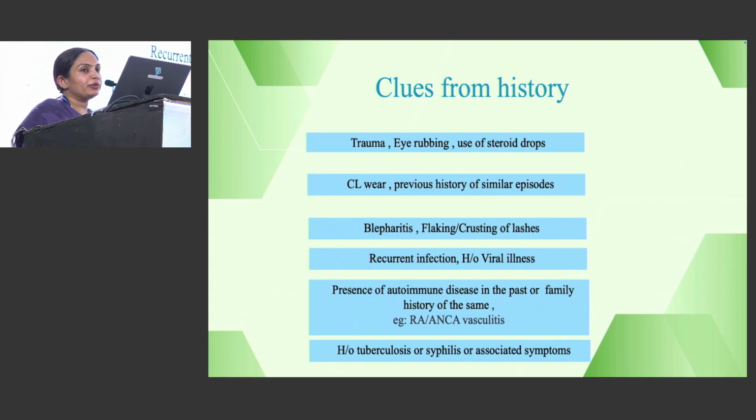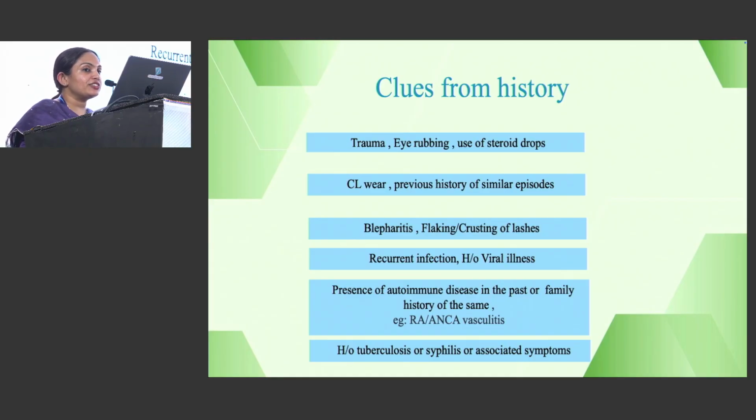So what are the clues from history that will help us in identifying the underlying cause? If the patient comes with a keratitis-like picture and has a definite history of trauma followed by eye rubbing or use of over-the-counter medications like steroid drops, think in terms of an infective pathology. If the patient also has a history of contact lens wear, then the infection is more likely, depending on the clinical presentation and symptom severity. And contact lens can also give us peripheral sterile infiltrates that you have to differentiate clinically.